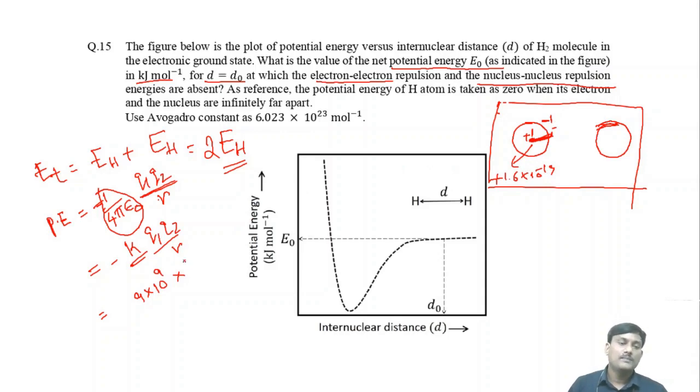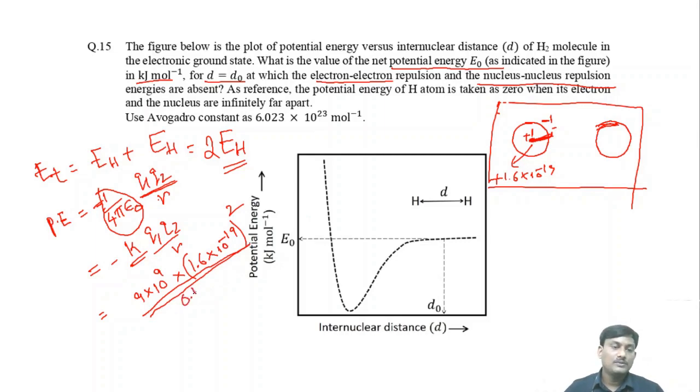The quantity of charge will be 1.6 into 10 to the power of minus 19. Both are equal, so it will be squared, q1 equal to q2, divided by r. This is the Bohr radius, the distance between nucleus and the electron. The distance is 0.529 angstroms, or 0.529 into 10 to the power of minus 10 meters. All are in SI units. This is the potential energy for one hydrogen atom.